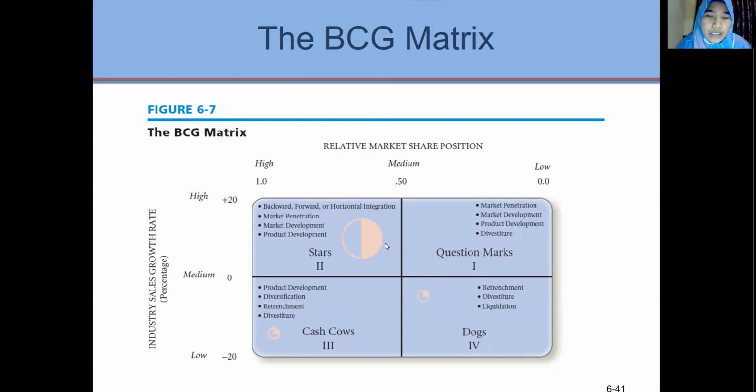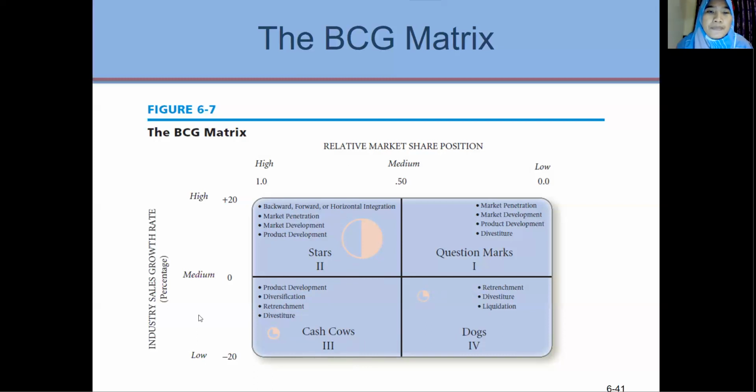So lagi besar circle ni, meaning they contribute more sales to the company itself. Okay, so here in this example it shows that this particular company lah ada 3 division. Okay, one division in star hasil daripada tu, so one division in cash cow dan juga one in dog. Okay, so bila kita dah buat analisis for BCG Matrix, bila dapat result ni, for each quadrant yang circle ni terletak, okay, ada suggested strategy that the company can pursue.